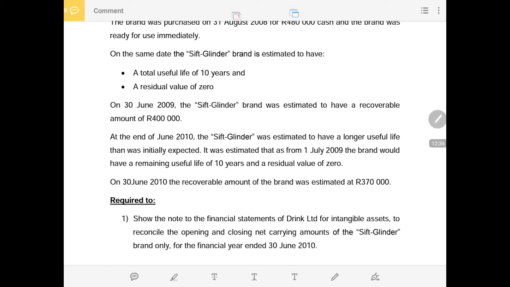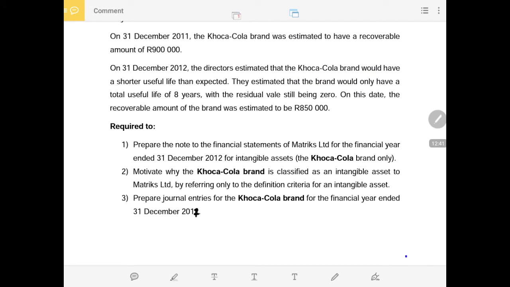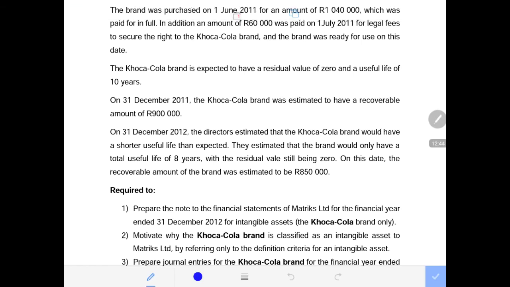I want to bring your attention to the previous question that I have recorded already in terms of this explanation. In the previous example, they said they estimated that the brand will only have a total useful life. Take note, not the remaining, a total useful life. And what are we looking for now? We are looking for the remaining useful life, considering the fact that the asset was available for use on the 1st of July 2011. Now from the 1st of July 2011 up until December, 6 months is gone.